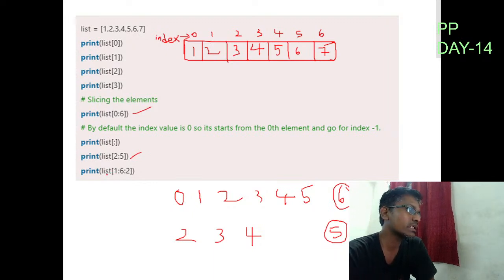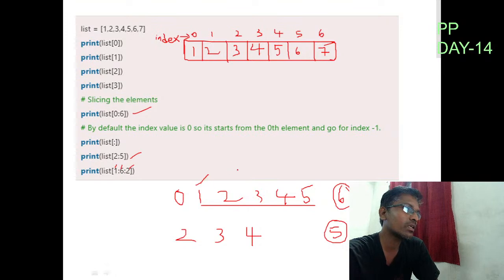So next one, print list followed by 1 colon 6 colon 2. In this example, there is a starting index, an end index, and a step counter. So it will increment 2 times. For example, 1 colon 6 means 1 is included and 6 will be excluded. So in between 1 and 6, the positions are 1, 2, 3, 4, 5.